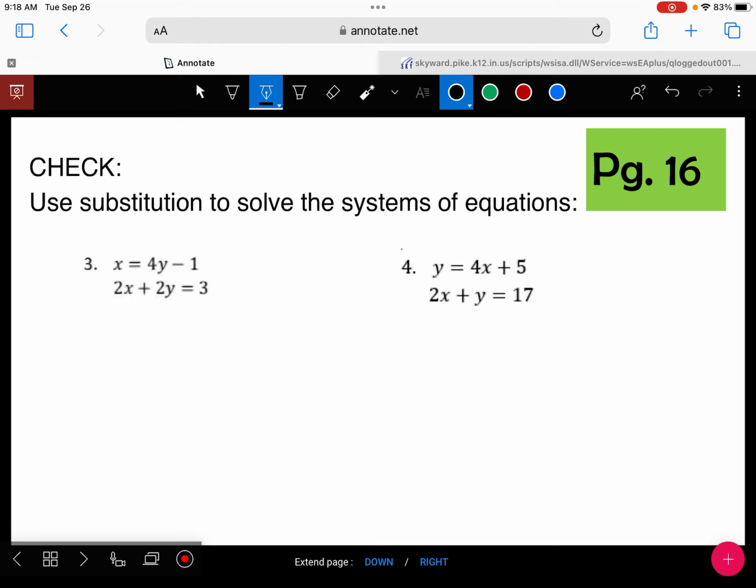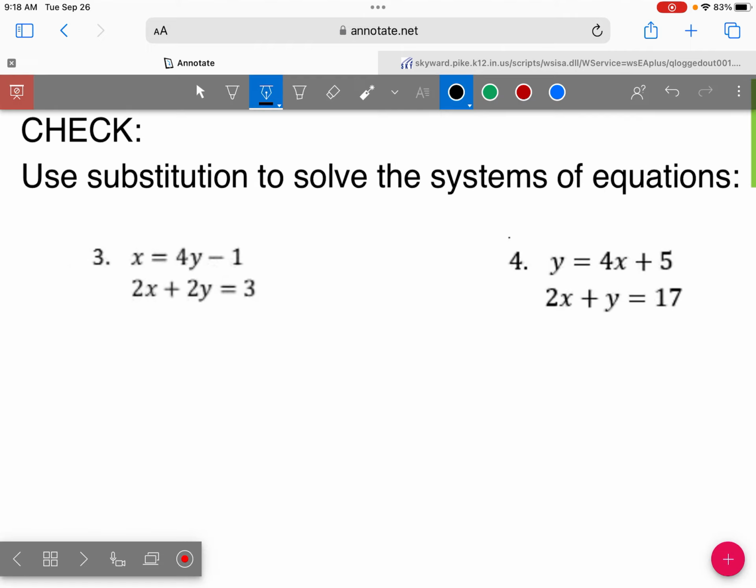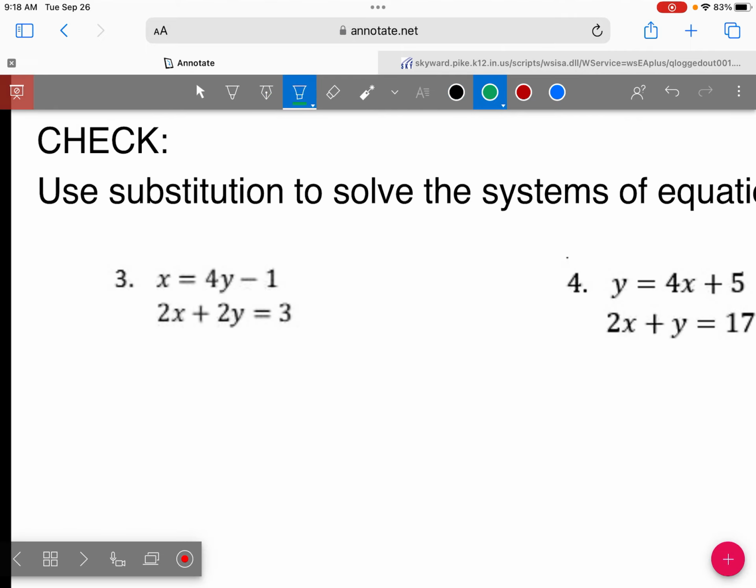So for question 3, notice it's x equals, not a y equals. This time it's an x equals. So I'm going to take this x equals right here. x equals 4y minus 1. I want you to put that right here where x is. So rewrite this equation. Put a parentheses where there is an x.